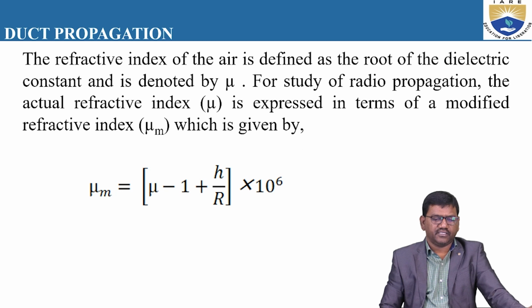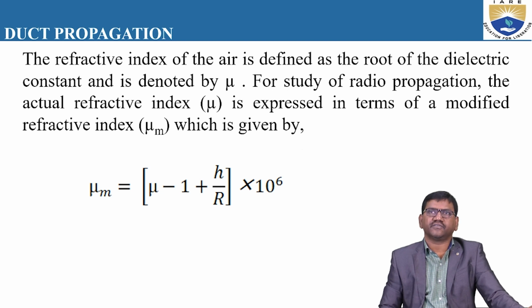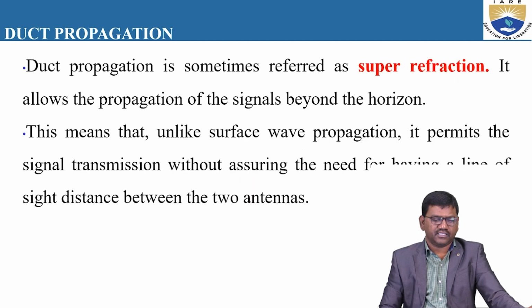In duct propagation, the refraction is given by mu minus 1 by plus h by r. This propagation depends upon the height of the layer and the radius of the earth.